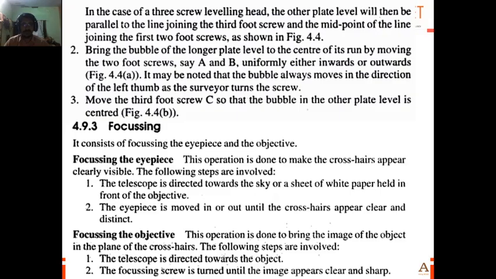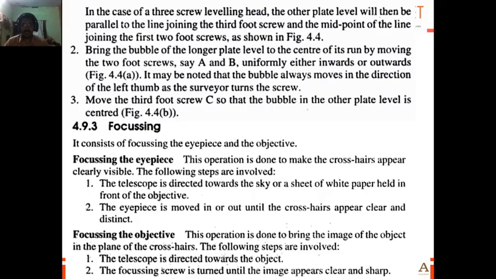The following steps are involved. The telescope is directed towards the sky or a sheet of white paper held in front of the object. The eyepiece is moved in or out until the crosshair appears clear and distinct, right? So this is the first step.